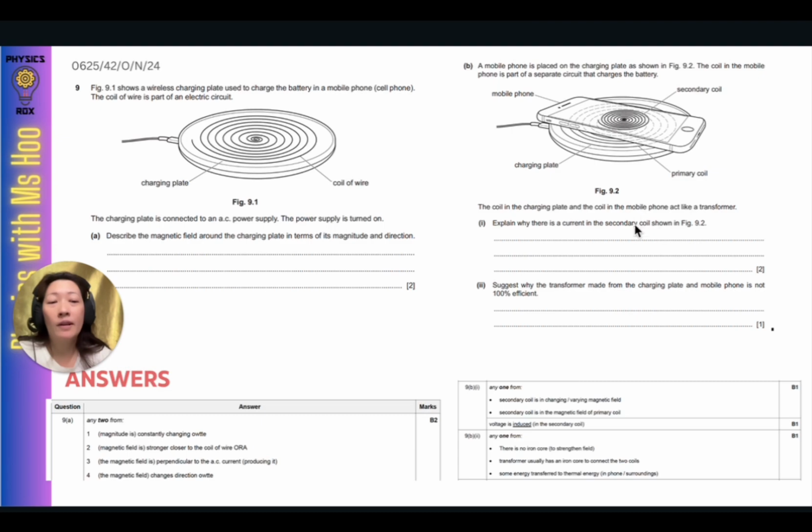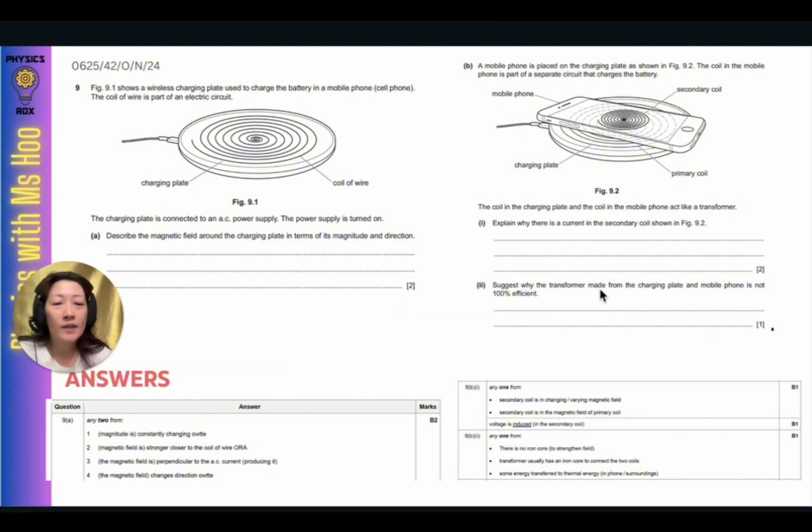This is about how the secondary coil is able to get current, and you can see that the answer is similar to that of our understanding of how a transformer works. The secondary coil is in the changing, varying magnetic field, or you can say the secondary coil is in the magnetic field of the primary coil, causing the voltage to be induced.